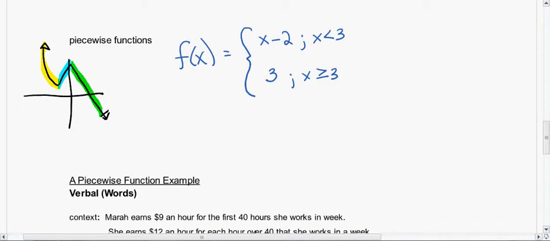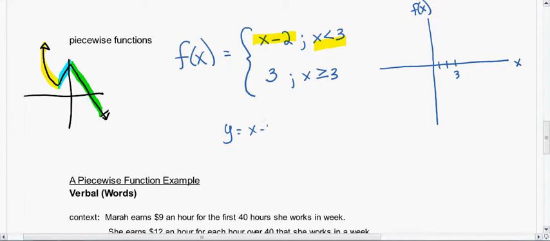And you're probably saying, what the heck does that even look like? Well, let's draw out a little sketch and see. So here's a graph, with my independent values along the horizontal and my dependent values along the vertical axis. When x is less than 3, so 1, 2, 3, I'm going to use x minus 2 as my function. You could think of this as y equals x minus 2.